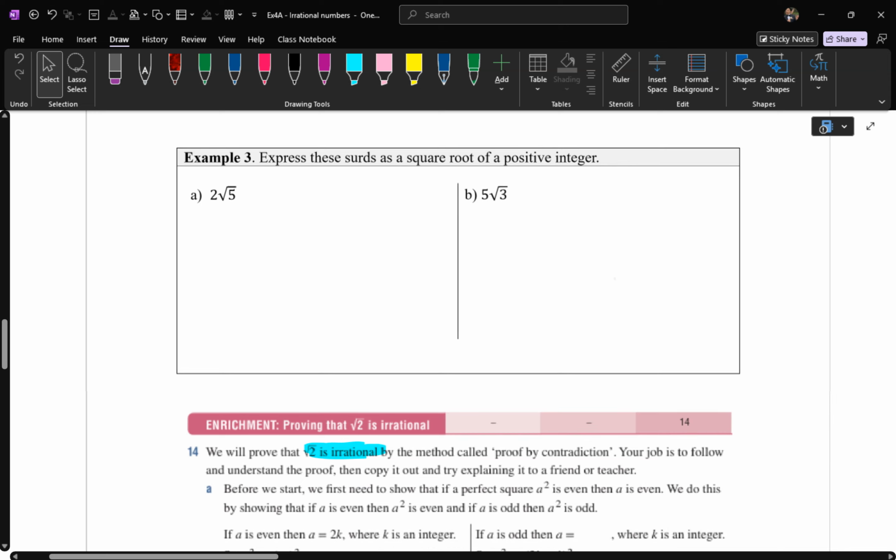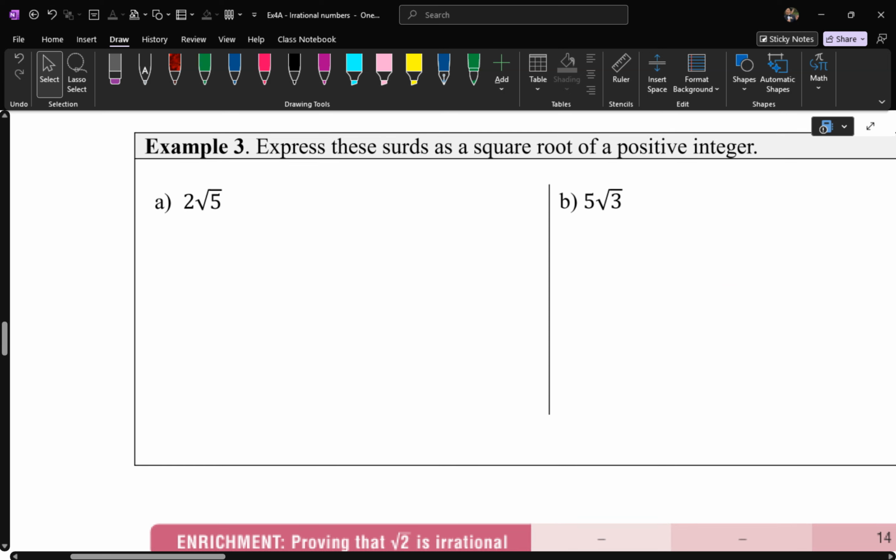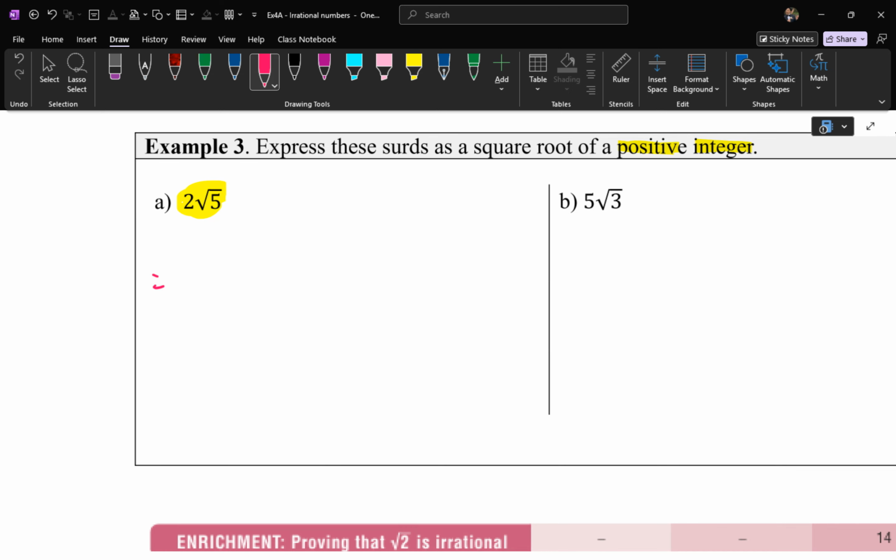Can you skip the enrichment section? I can leave these ones for you to do. For those who don't know what positive integer means, integer means whole number. They just want you to change this into a whole number. So how do you do that? Well, to get a 2, it had to be the square root of something. Square root of 4. And that's times root 5. So together, that's the same thing as writing root of 20. That is what they mean. Express these surds as a square root of a positive integer. That's my positive integer, the root 20. Okay, so 20 is my positive integer.